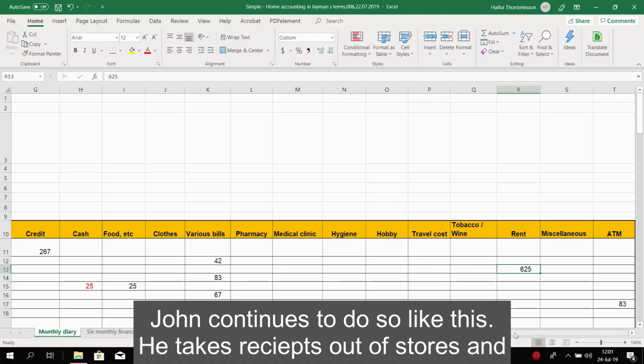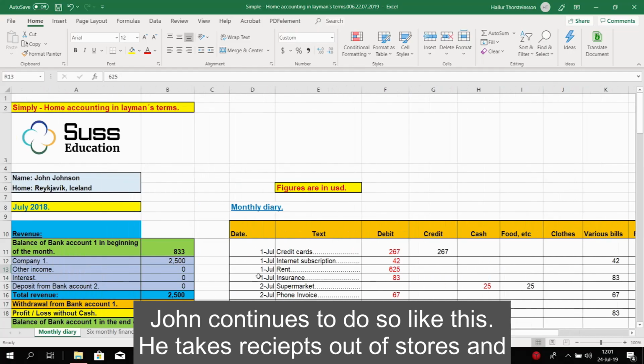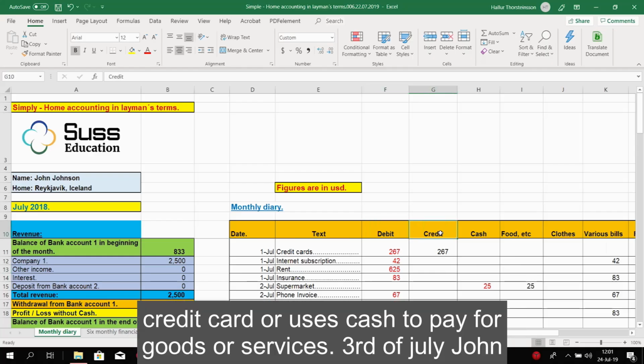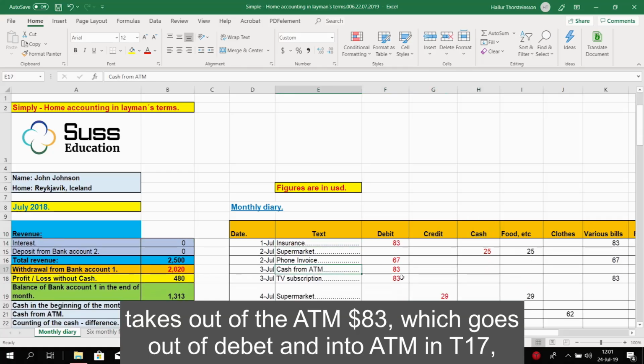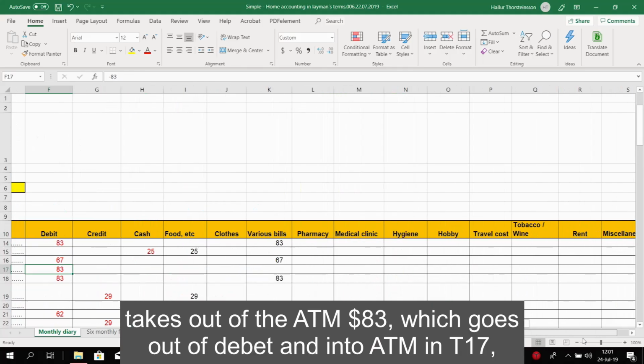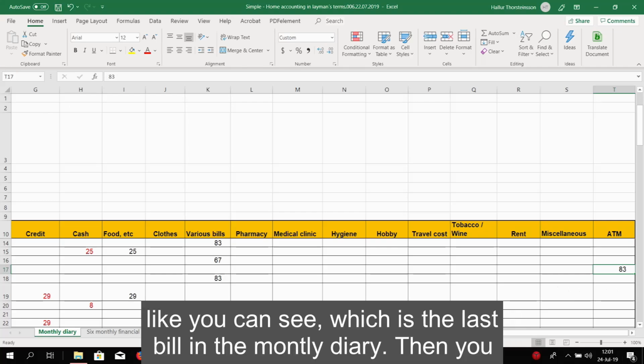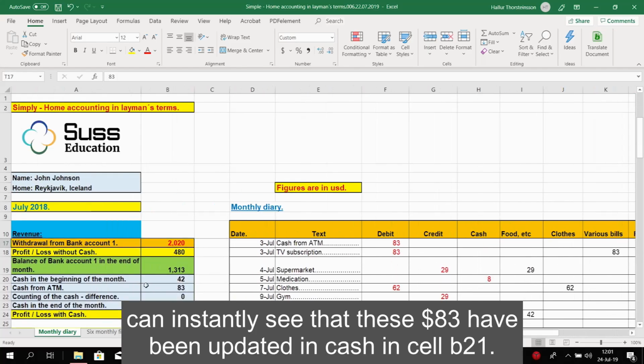John continues to do it like this. He takes receipts from stores and inputs data into his home accounting. He pays either with his debit card, credit card, or uses cash to pay for goods or services. On the 3rd of July, John takes $83 out of the ATM, which goes out of the debit and into ATM in T17, like you can see, which is the last bill in the monthly diary. Then you can instantly see that these $83 have been updated in cash in cell B21.